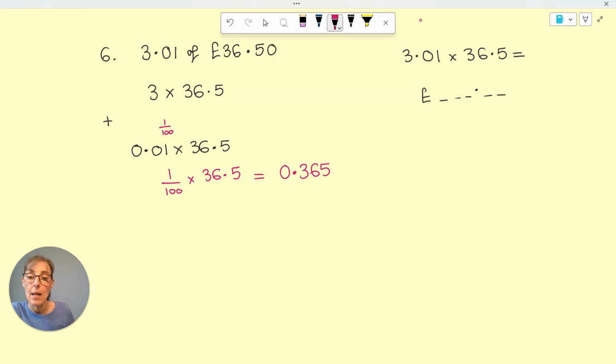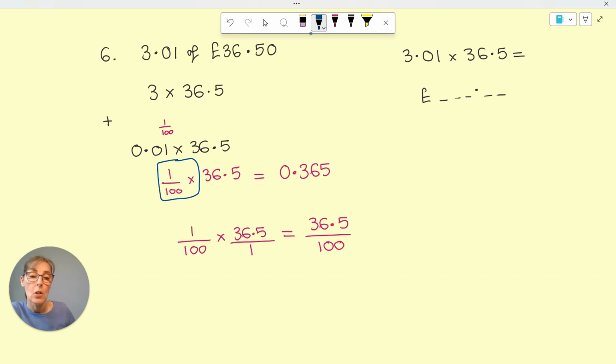Let's just prove it here. So let's do 1/100th multiplied by 36.5. Don't worry about the decimal point at the top. 1 multiplied by 36.5 is 36.5. 100 multiplied by 1 is 100. You've still got the same thing. It sort of proves it now that you can see that 100th multiplied by something means that you're finding 100th of that number.